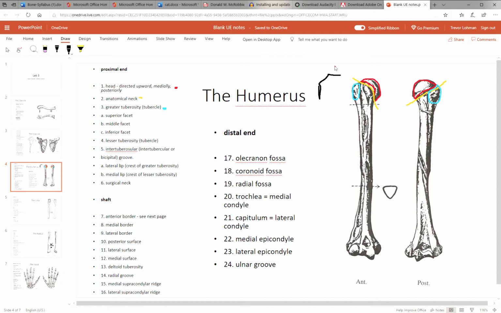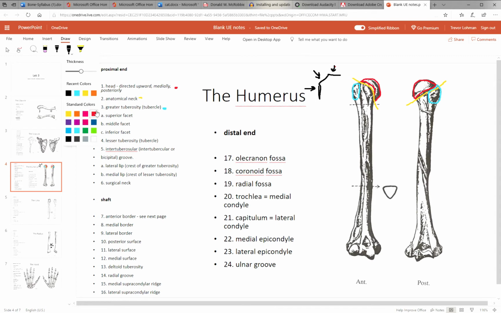And that would be the superior facet, middle facet, and inferior. And on the model video, I think I tried to show that there are muscles inserting on each of those. So those are all muscle attachments. And they're just named for their position. So superior, middle, and inferior.